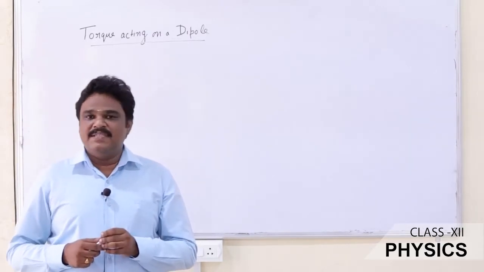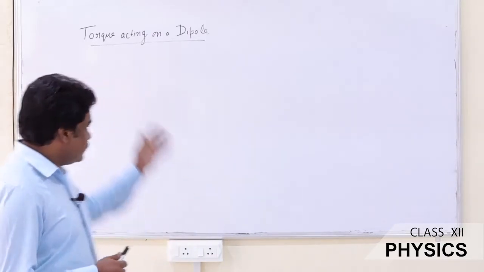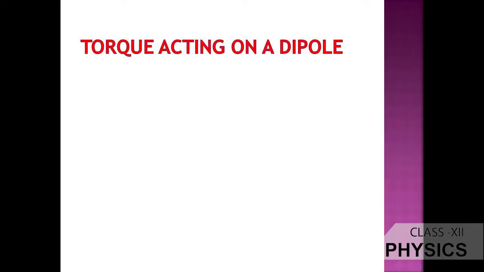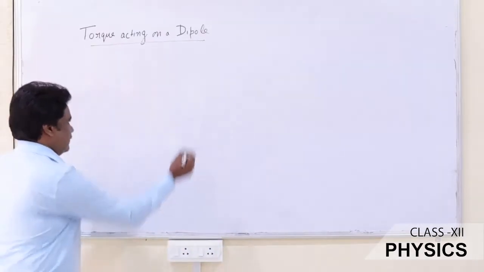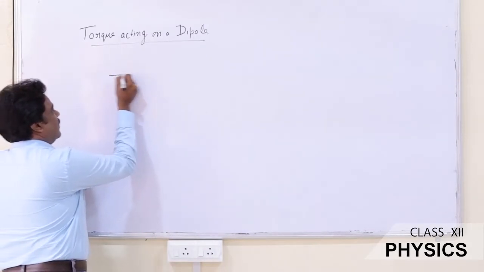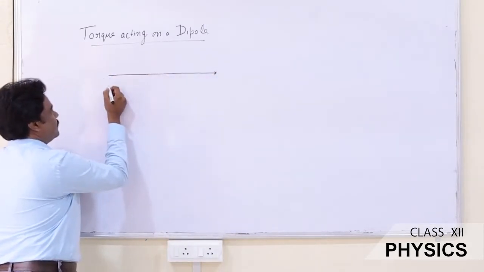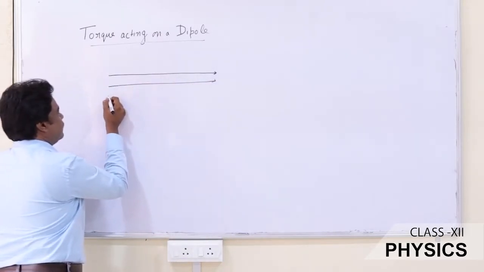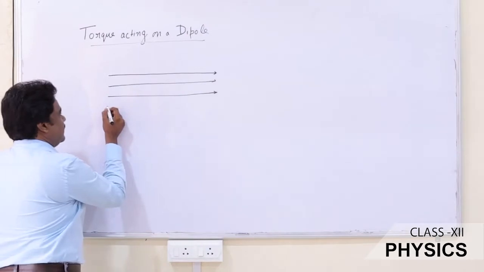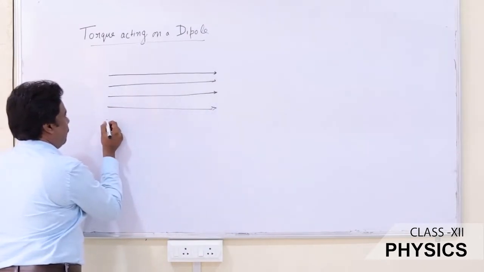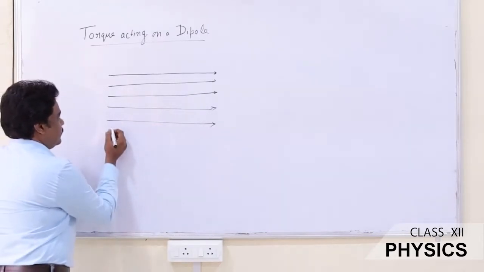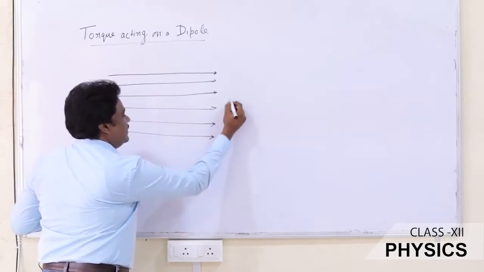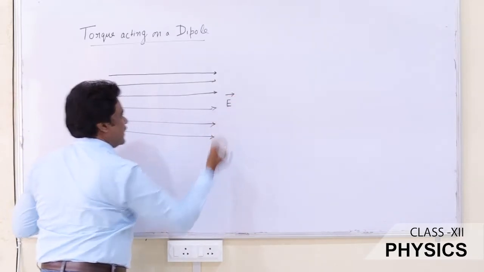So I am going to continue with the concept of electric field. Today I am going to focus on the topic of torque acting on a dipole. We are going to derive an expression for torque acting on a dipole. So let us start with a uniform electric field. A uniform electric field is represented by parallel arrows as shown with the same direction. So obviously this is the representation of a uniform electric field.